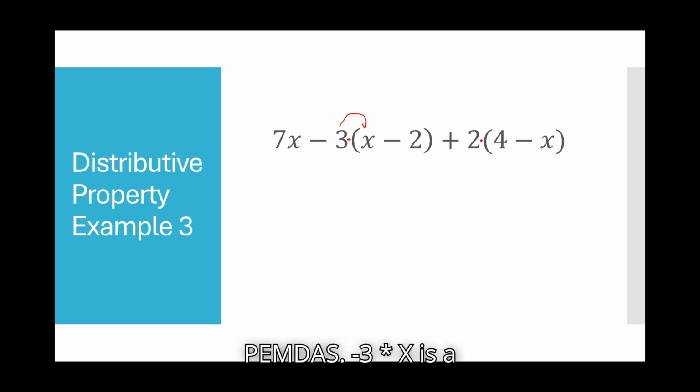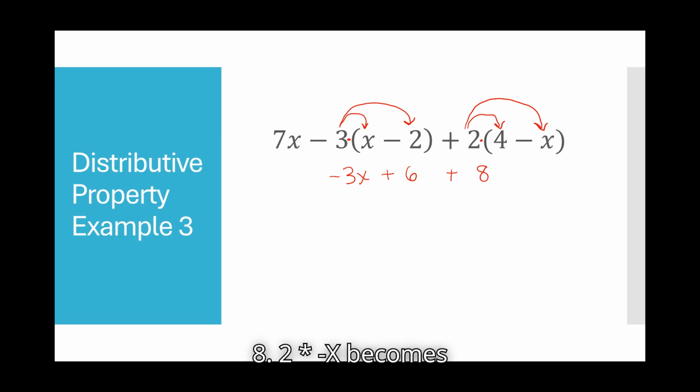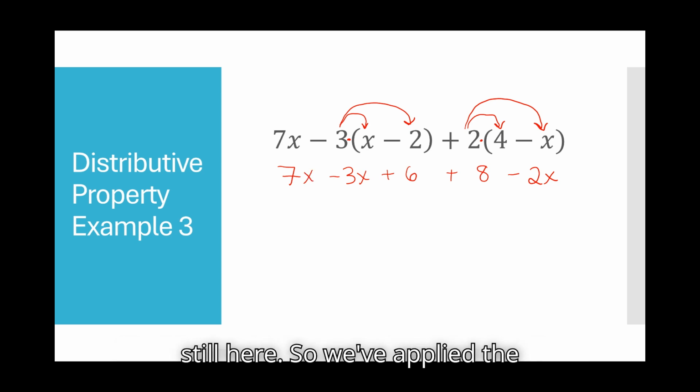-3 times x is a -3x. -3 times -2 becomes +6. Over here, 2 times 4 becomes 8. 2 times -x becomes -2x. I'm just bringing 7x down. Nothing really happened to him, but he's still here.